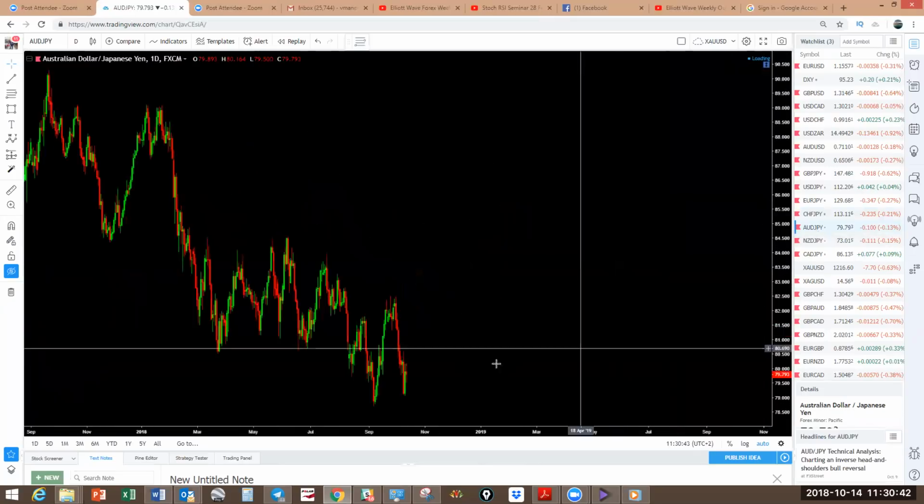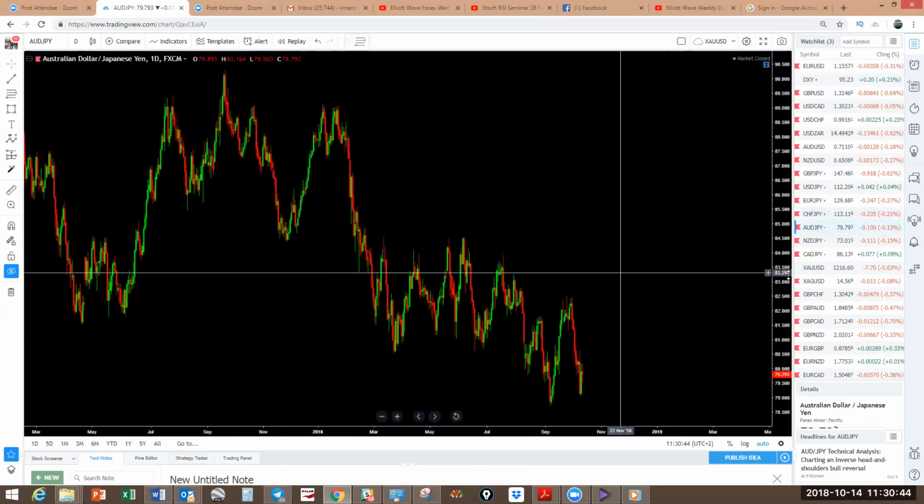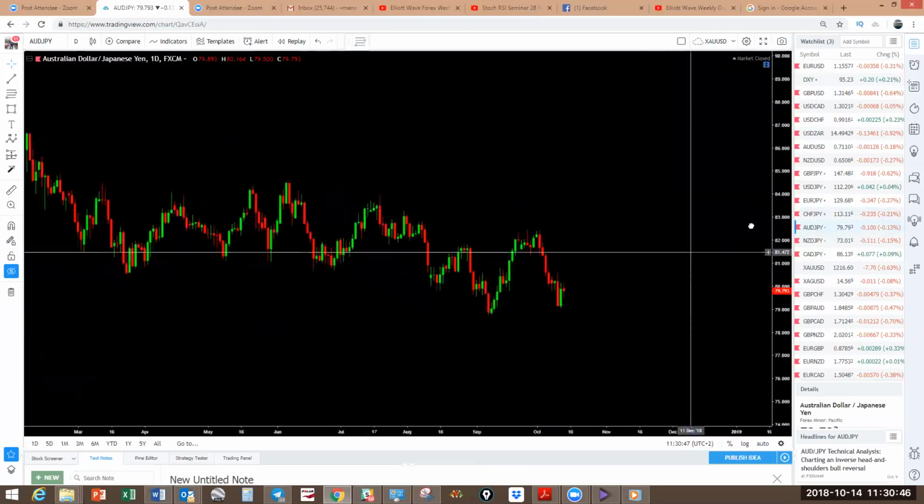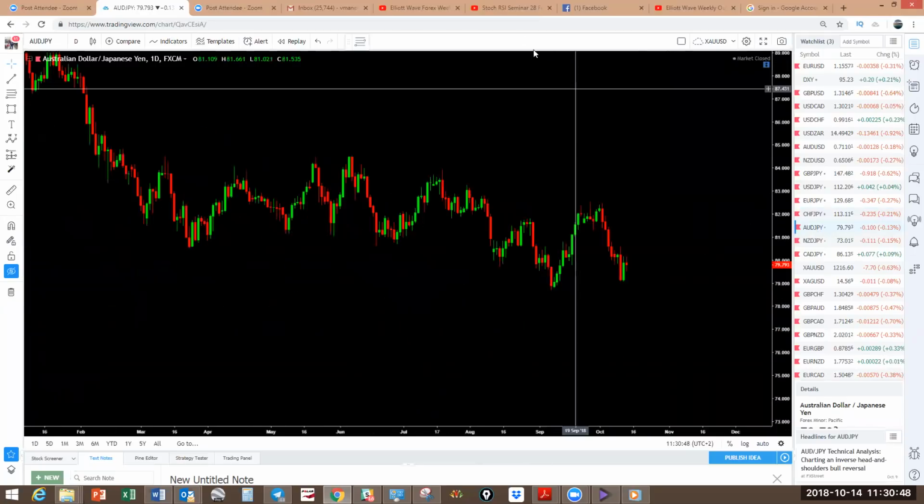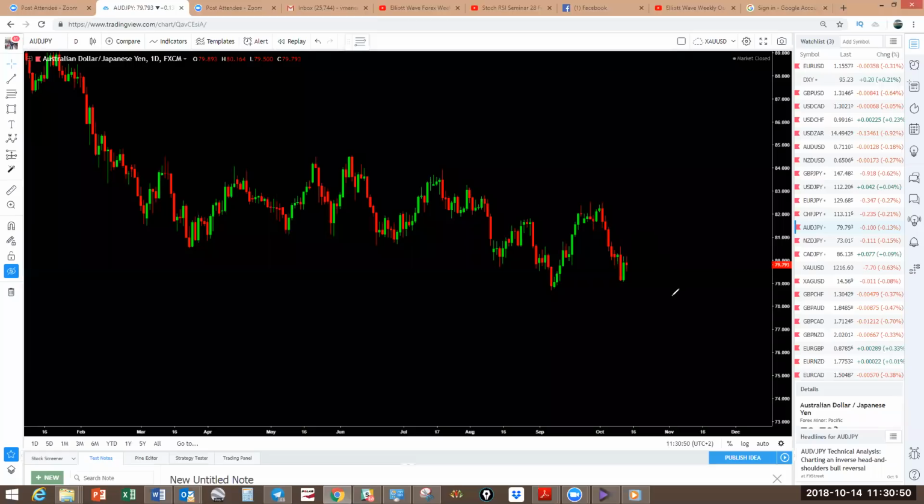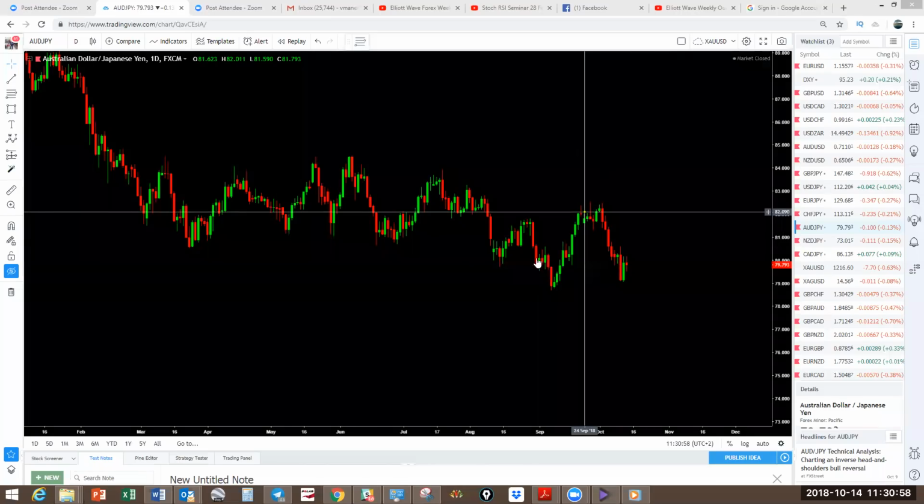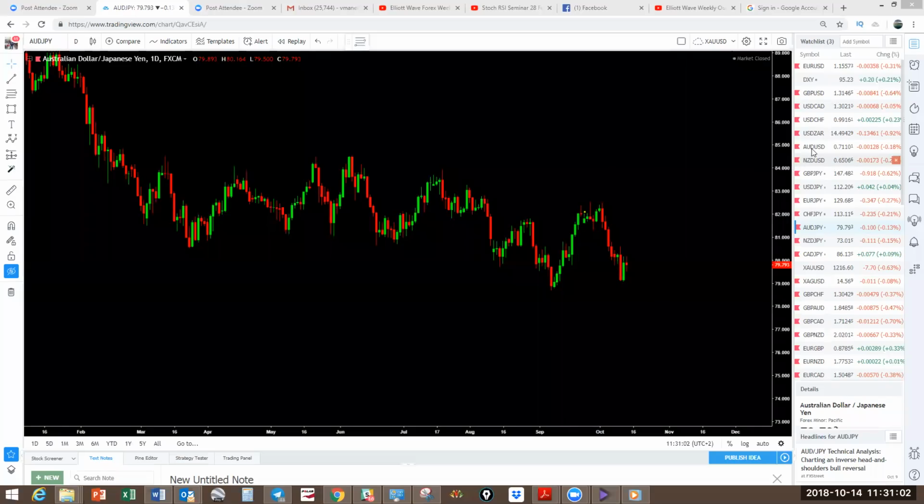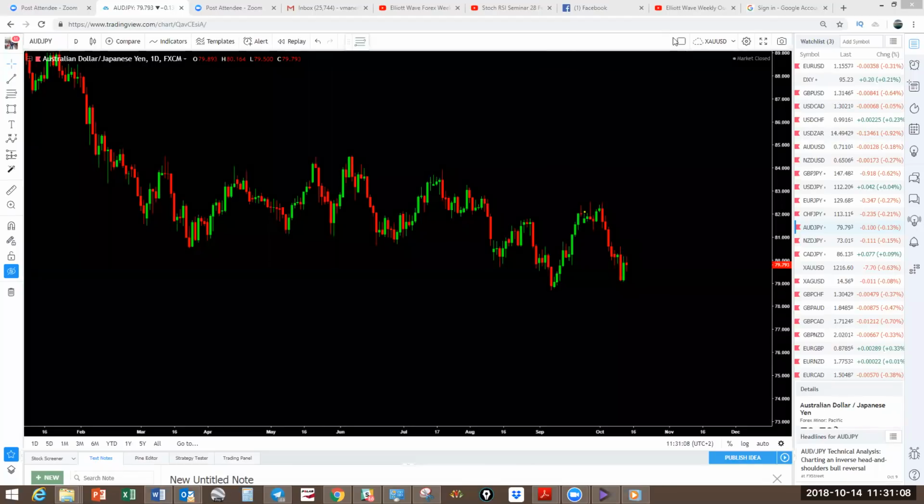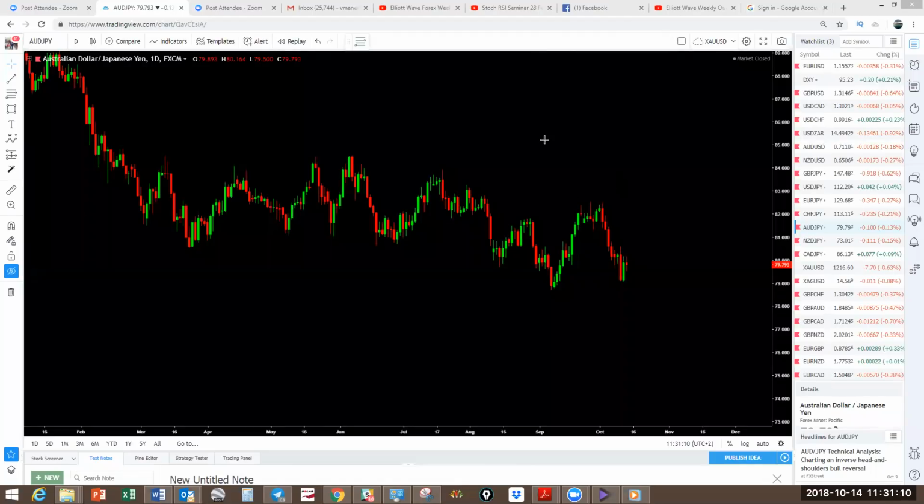AUDJPY, one of our traders has traded this one from right at the top here, from right at the top all the way down. I was looking at the other pairs. I was looking at the euros for the pullback. I didn't actually trade AUDJPY. I was trading AUDUSD. So you see that that is the AUDUSD that we gave a setup for, but other members were trading this one. Right. So this is AUDJPY.